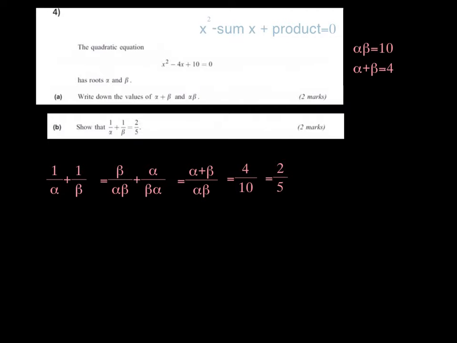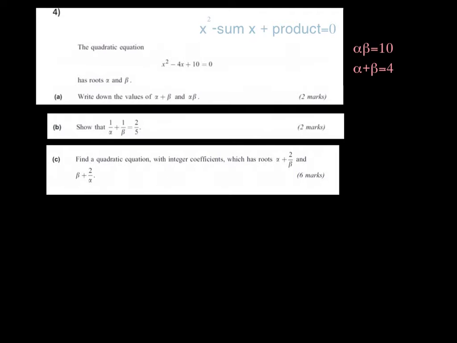Okay, so you can see here that when we add fractions, we need to make the denominator the same. So I've timesed the top and the bottom of this by beta, as you can see here, and I've timesed the top and the bottom of this fraction by alpha, and now I've got alpha beta, beta alpha, which are the same, so the denominator is the same, so we can add. So we get alpha plus beta over alpha beta, which, subbing in our values that we've found earlier, we get 4 over 10, which simplifies to 2/5.